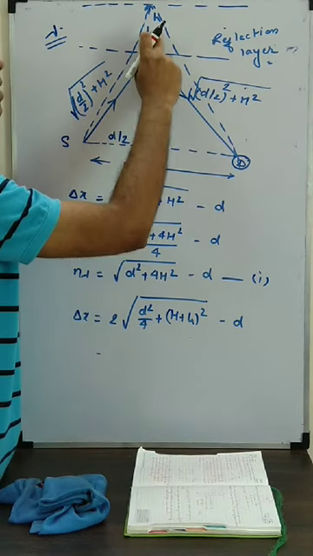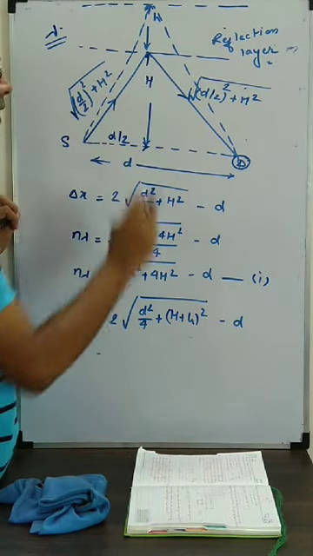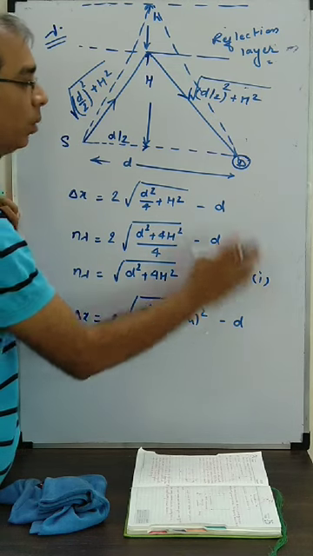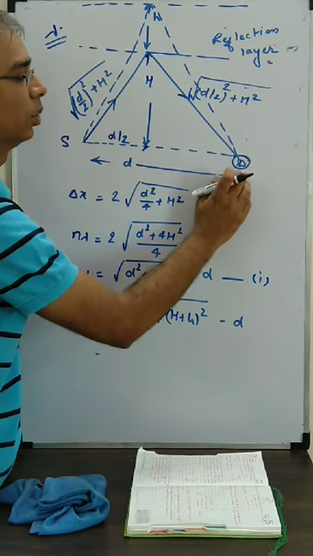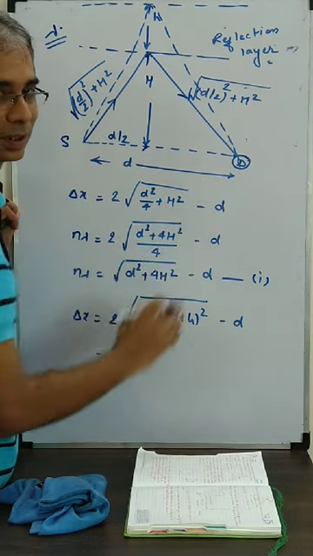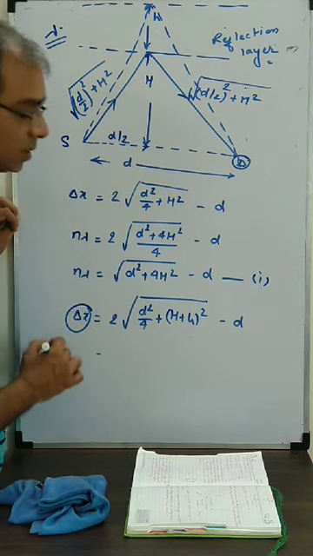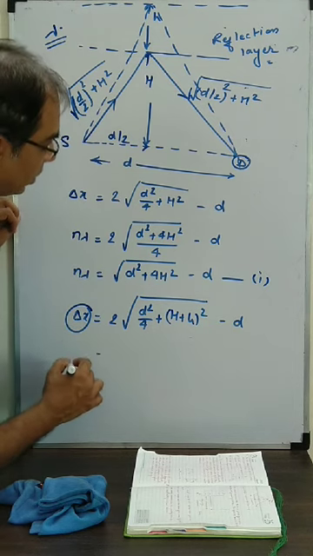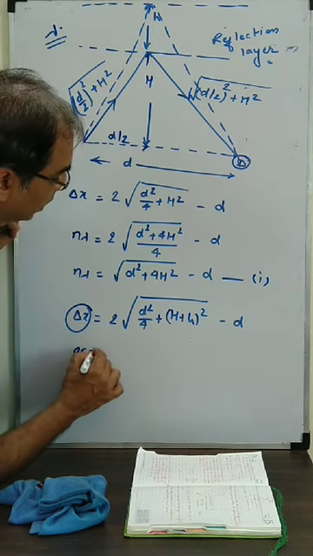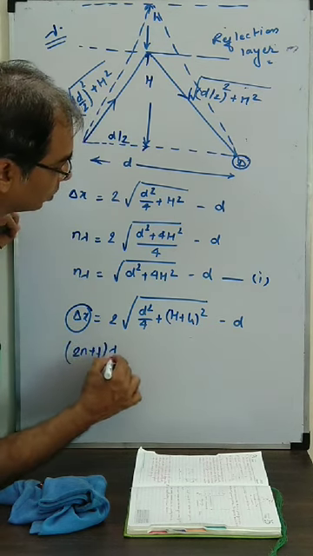Only h is becoming h plus h. So in place of h I have written h plus h. Now what is coming over here? We are saying here no intensity is detected. That means here is a destructive interference, minimum intensity. So in that case this we can write as (2n plus 1) lambda by 2.